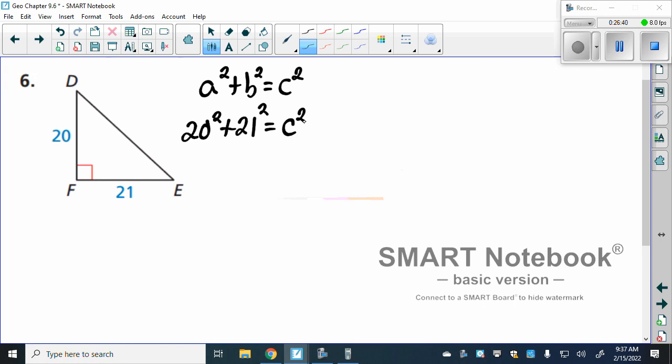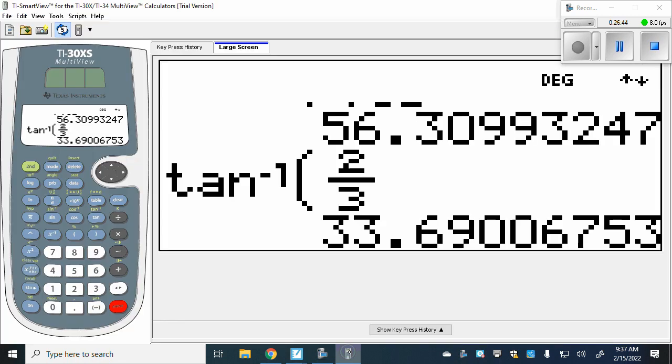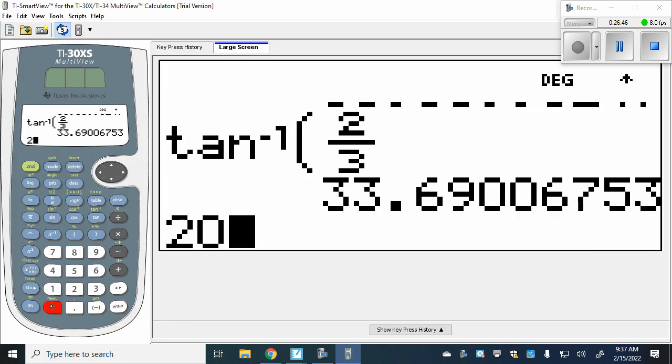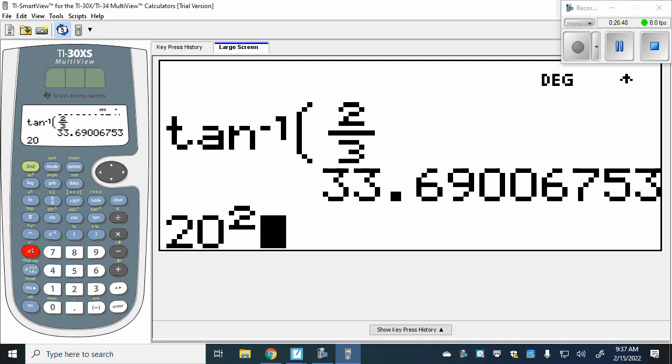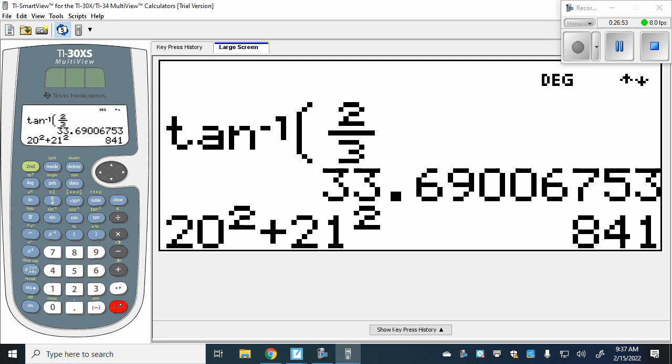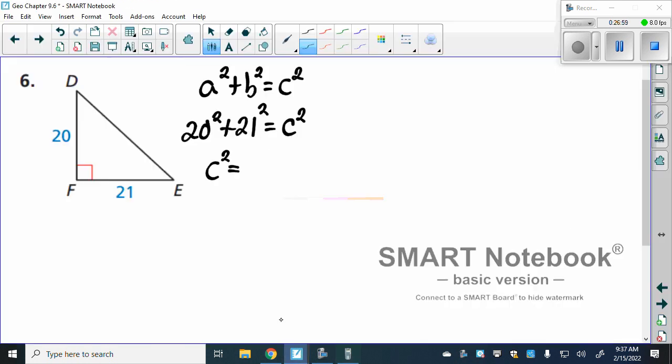And 20 squared plus 21 squared, type that in, because 20 squared is 400. 21 squared would be 441, which gives us a total of 841. But we can't leave it there. We have to find the square root of it.